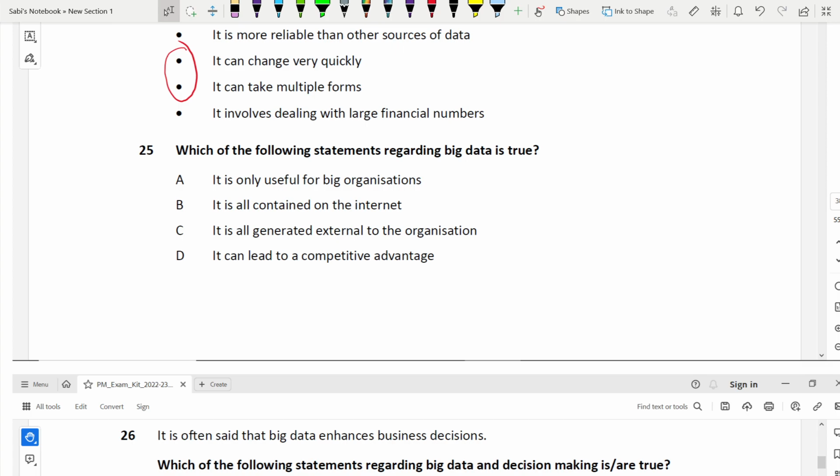C, it is all generated external to the organization. No, internally also you can analyze it. D, it can lead to competitive advantage. Yes. The purpose of analyzing big data accurately and correctly is that it gives you a competitive advantage over your rivals, provided you know how to analyze it with the right data.